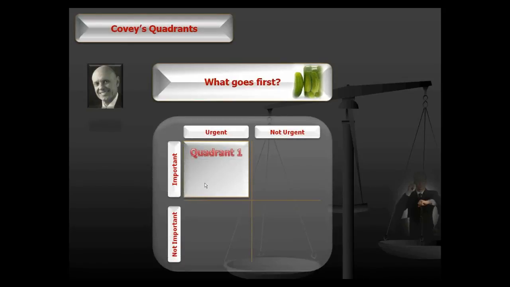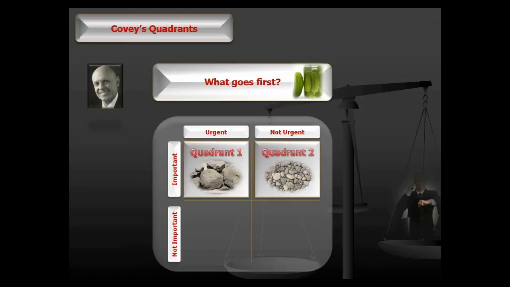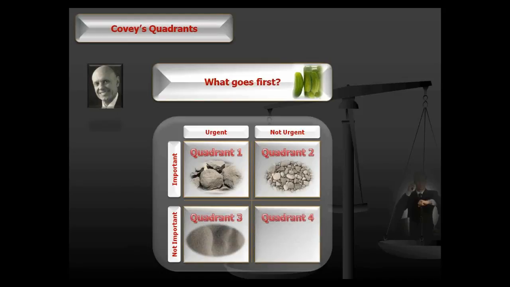Now, in determining the order, the chronology of what goes first, it's the same phenomenon. The important and urgent quadrant, quadrant 1, is what would typically be referred to as the big rocks, the boulders. Those go in first. Those get taken care of first. Quadrant 2 would be the pebbles. Those would go into the pickle jar second. Quadrant 3 would be the sand, and quadrant 4 would be the water.